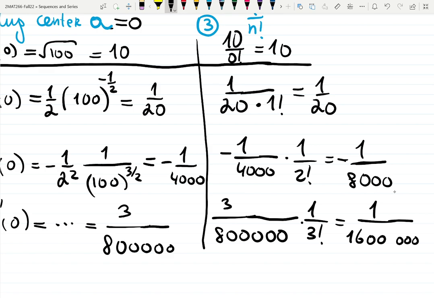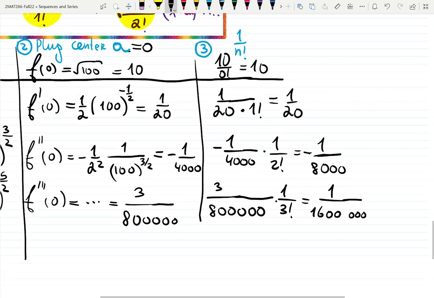That was a joke. So, now the 4th step, we're ready to use these coefficients.